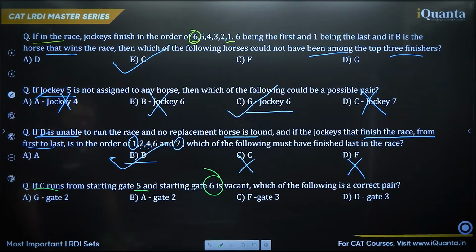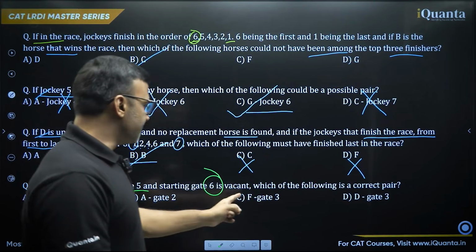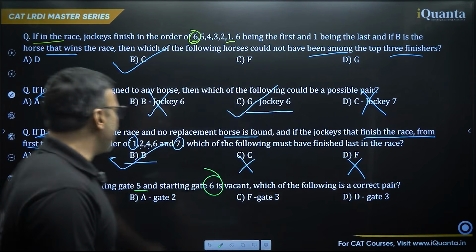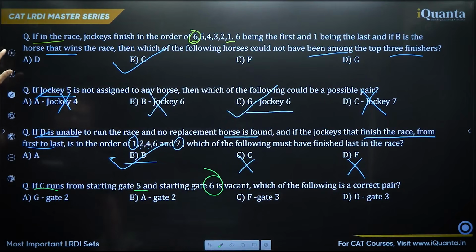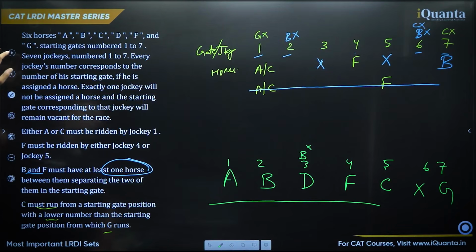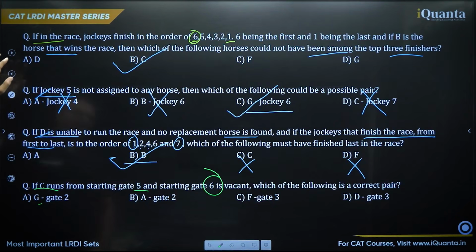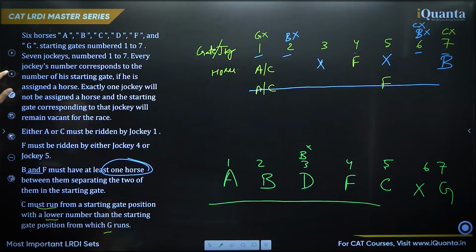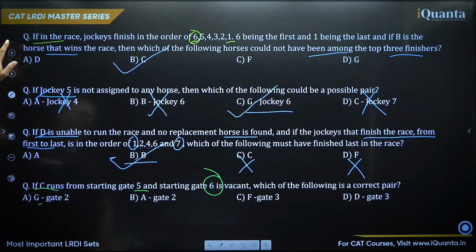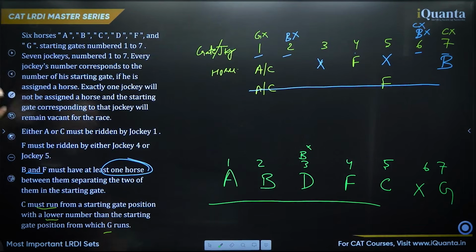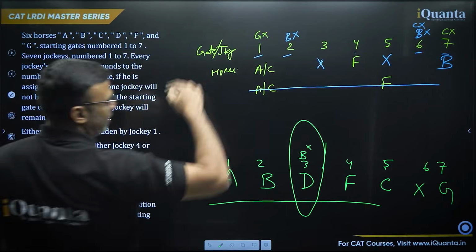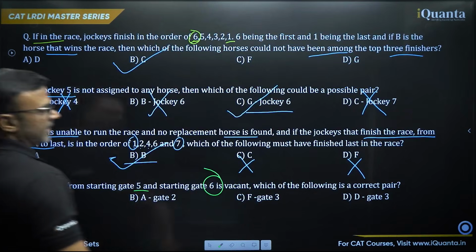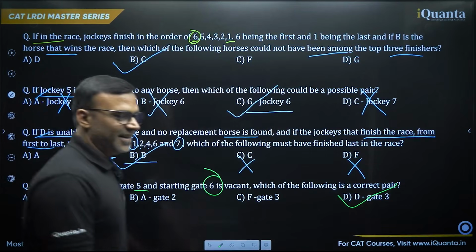So what is the question? C runs from gate 5, starting gate 6 is vacant. Which of the following is a correct pair? So we have got the position of everyone. G gate 2? No, that's wrong. A gate 2? That also is wrong. F gate 3? That is definitely wrong. D gate 3. Right. So option D, that is D gate 3, is the correct answer.